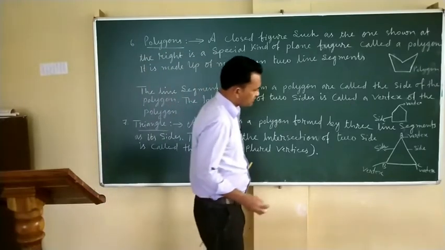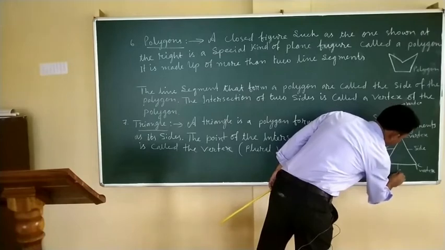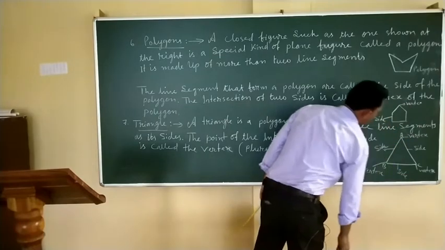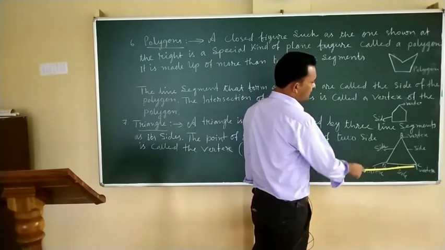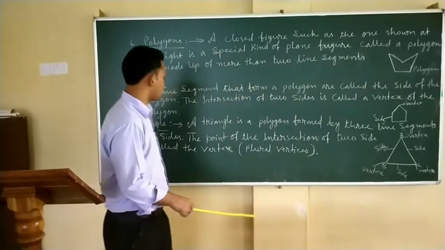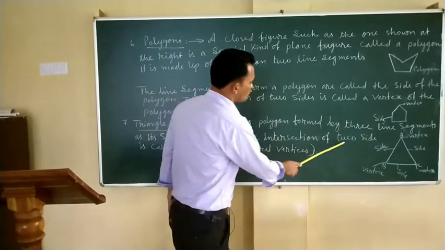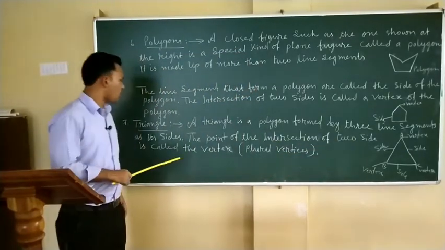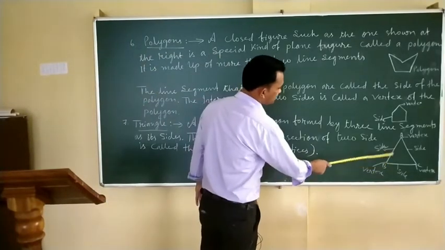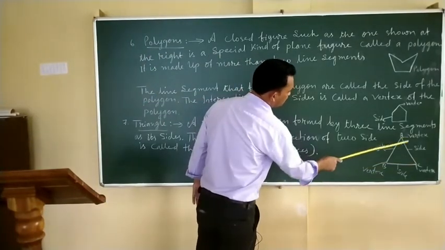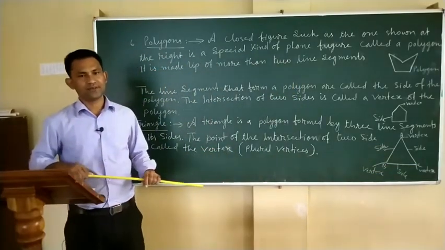And here also you can write, this is a side. So we can write side. Okay. These 3 are sides and these 3 are vertices. Okay. The point of the intersection of 2 sides is called the vertex. Now you see these 3. This 1, 2, 3. These 3 are called vertices.